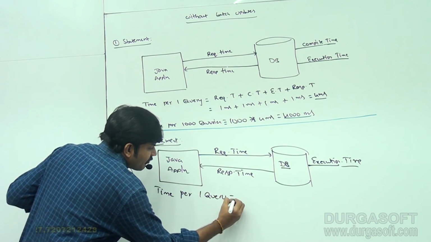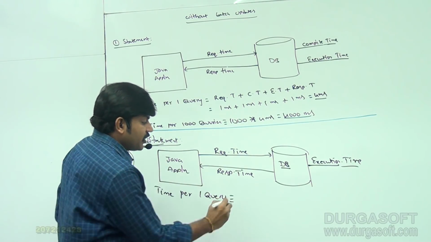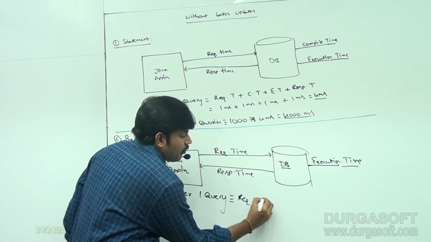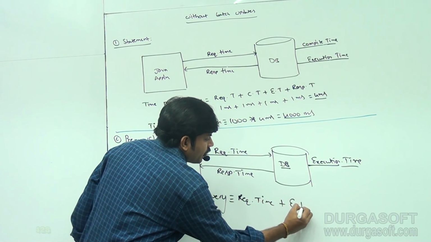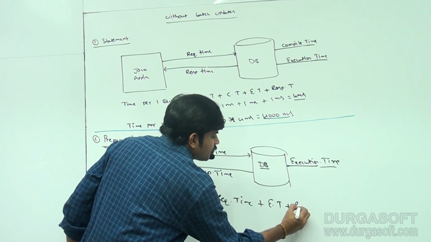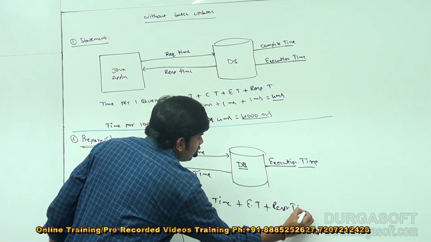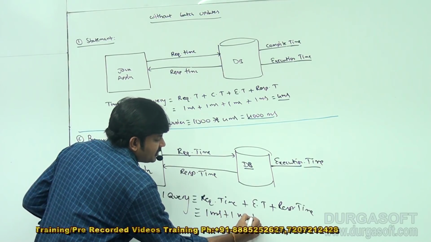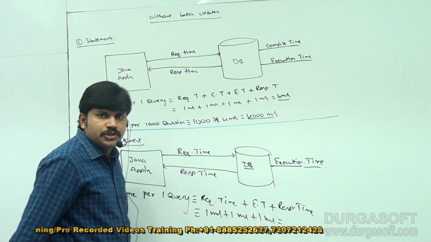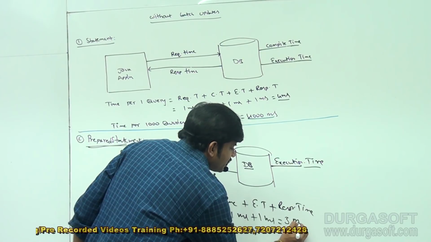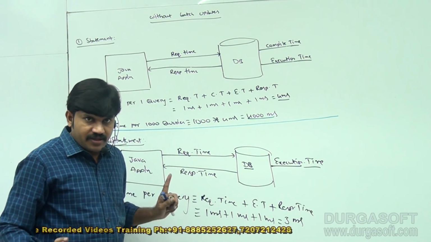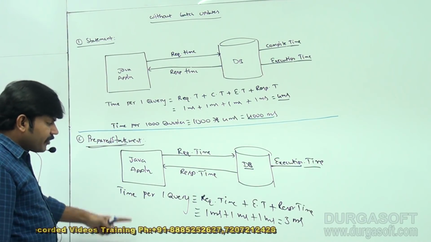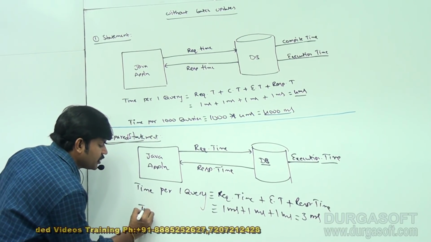Sir, now time per one query. How much time is required, sir? Request time plus execution time plus response time. Do you know? Assume 1 millisecond plus 1 millisecond plus 1 millisecond, then automatically how much time is required? 3 milliseconds time is required. Clear, right? Sir, same query 1000 times I want to execute.